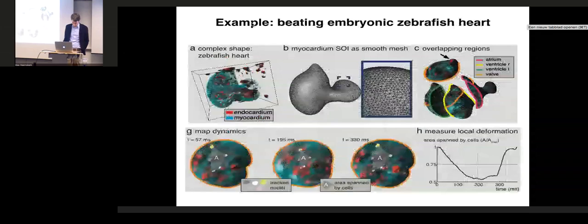This is a final example, which is by far the most complex. It was really just to show off that this works quite generally, which is a beating embryonic zebrafish heart. So this is a very complex shape that rapidly changes in time. So one of the challenges is how do you map different shapes at different times to each other to have a continuous map or continuous video.